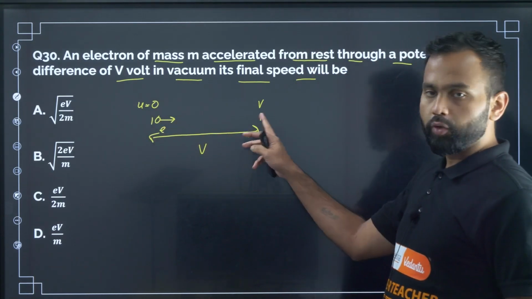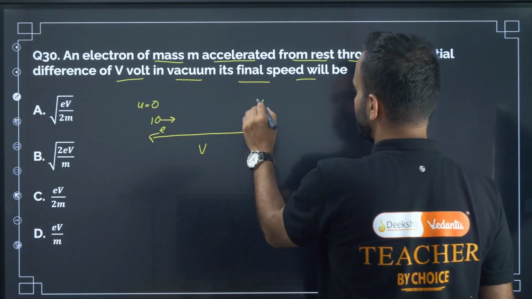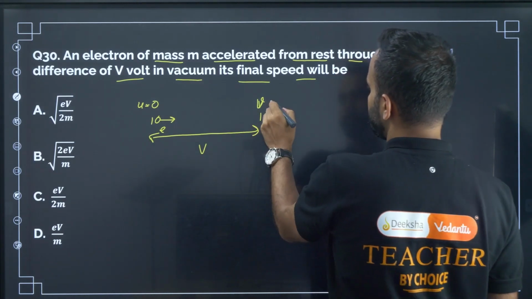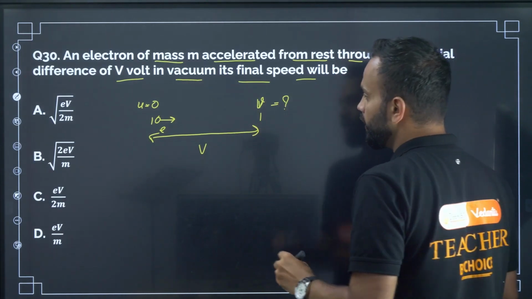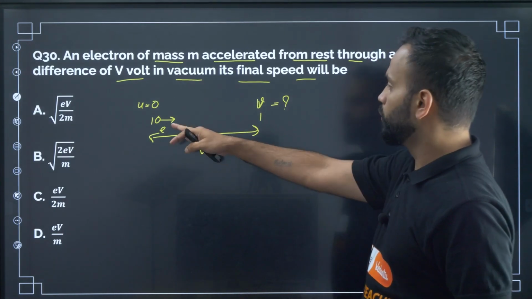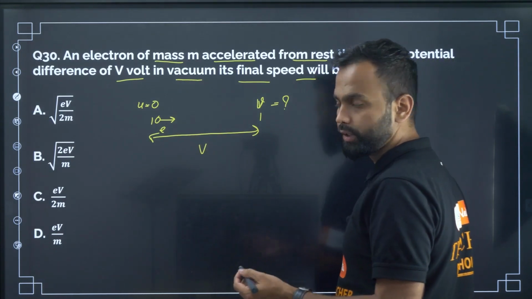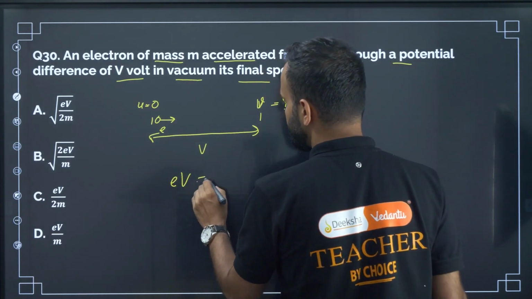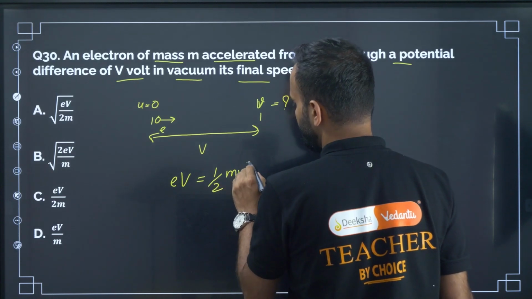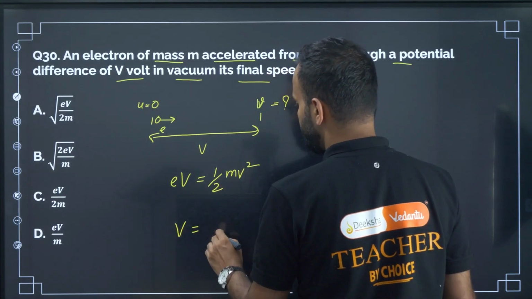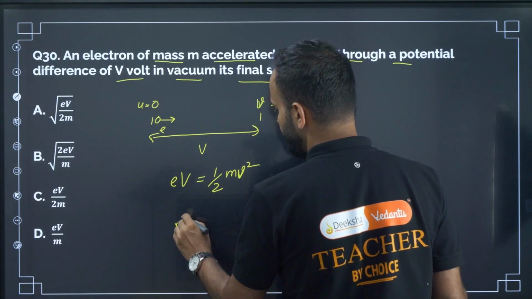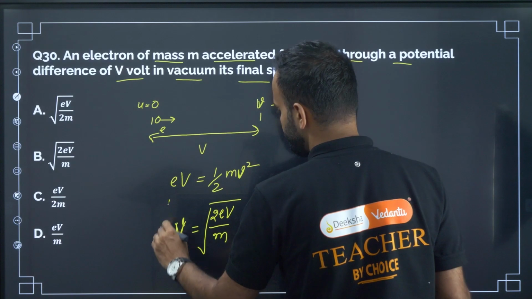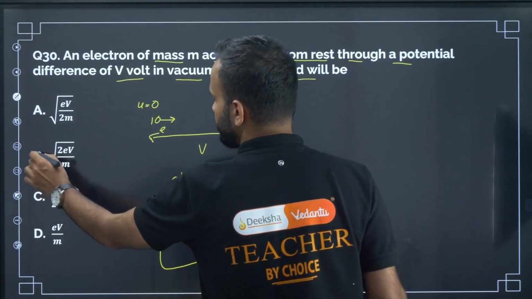When the electron is accelerated through a potential difference V, what happens? It gains kinetic energy, or it gains velocity. We need to find the final speed of the electron. When it gains kinetic energy, it loses its electric potential energy, which is eV, and that is equal to the gain in kinetic energy. So the final speed v equal to root of 2eV divided by m. That's it. So the correct option is B.